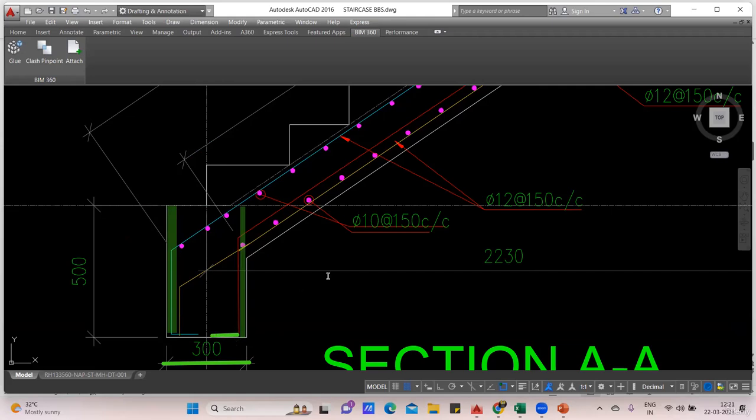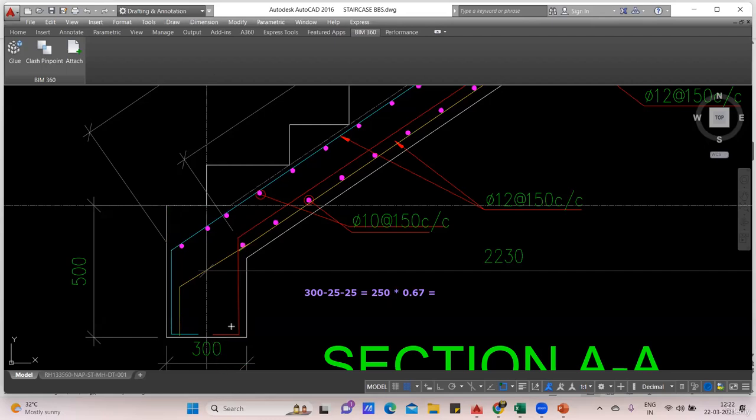That means I'll do it here. So the width is how much? 300. From both sides, I'll deduct 25, 25. So this will be 250 mm. And whatever answer I'm getting, I'll take 2/3 of it. That is 0.67 times of that. That is 2/3. So you'll get this particular length.